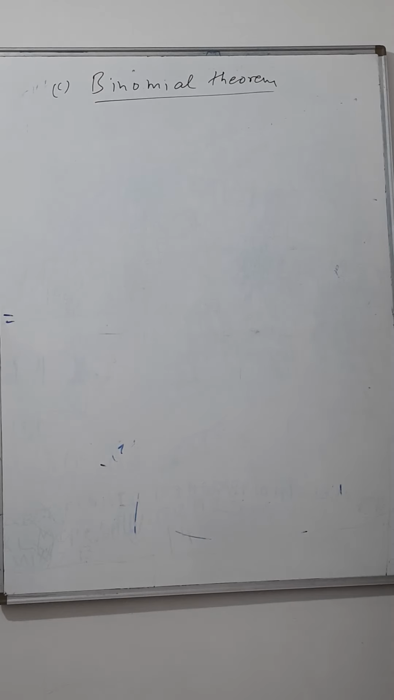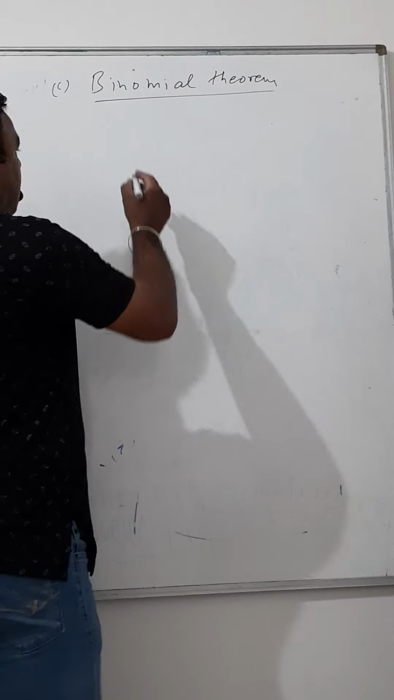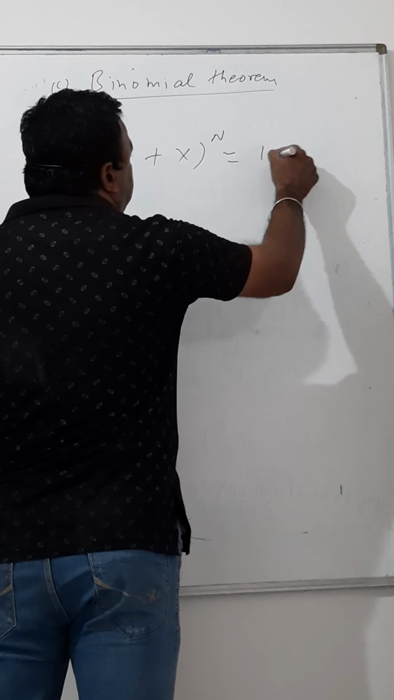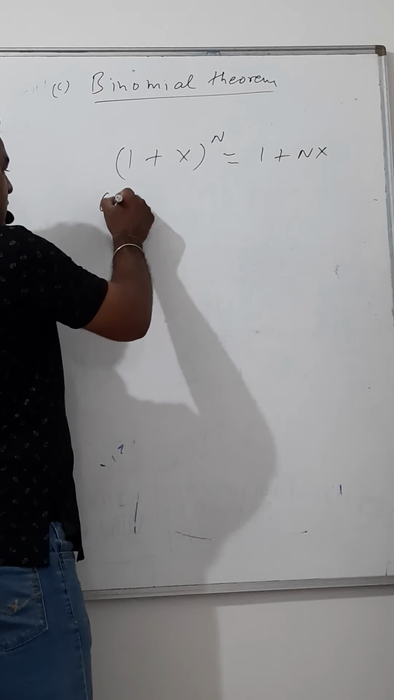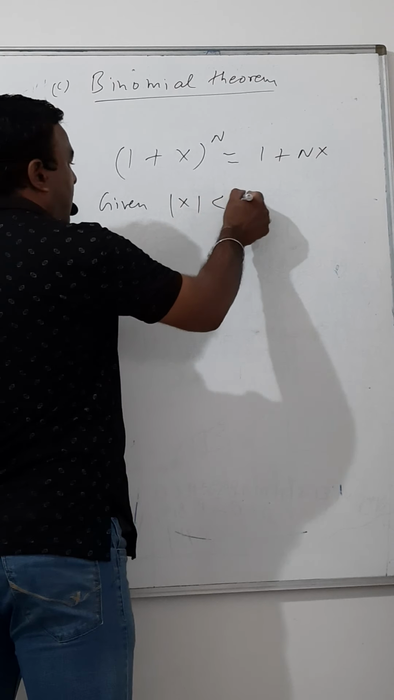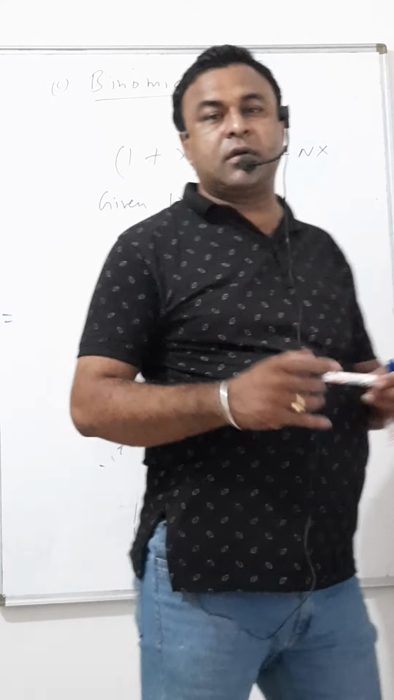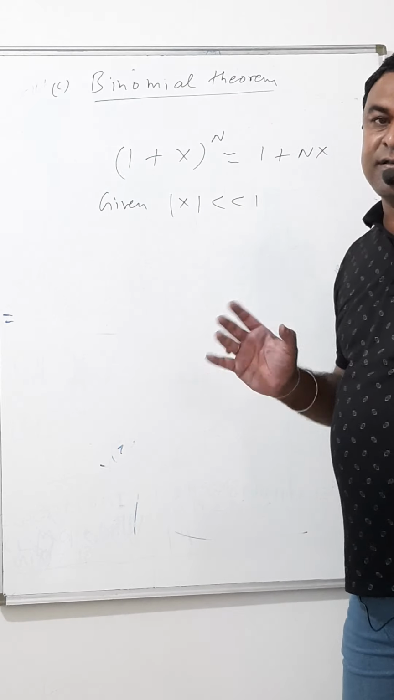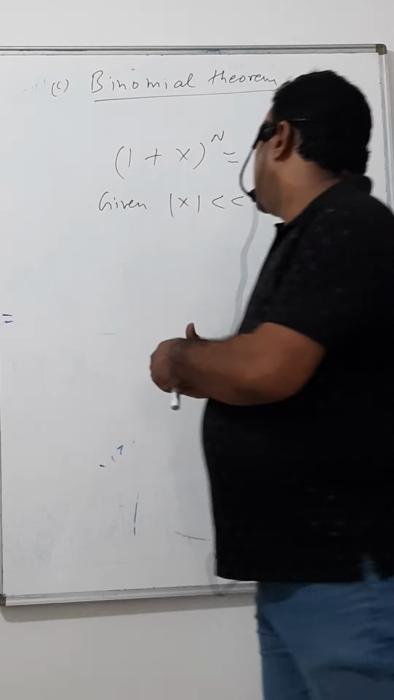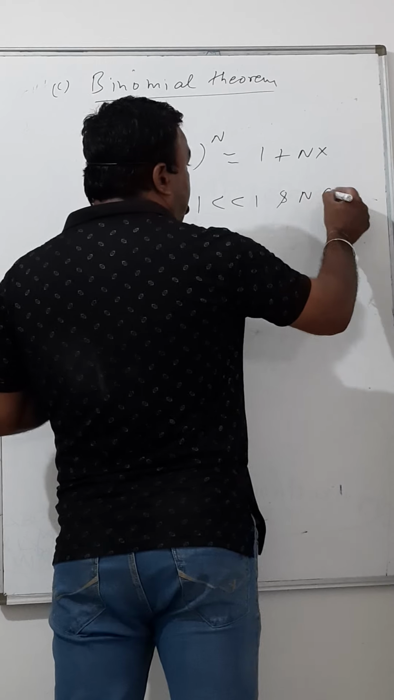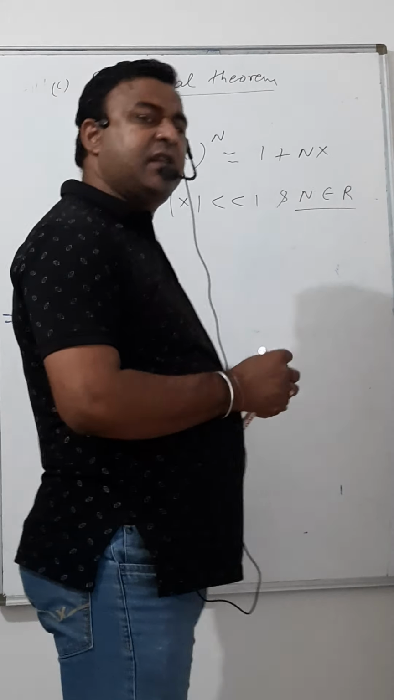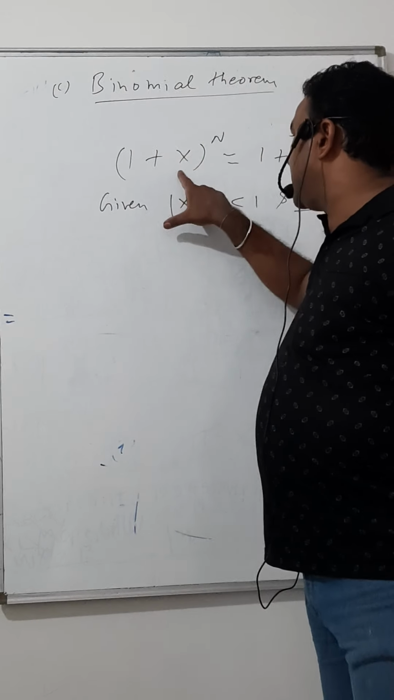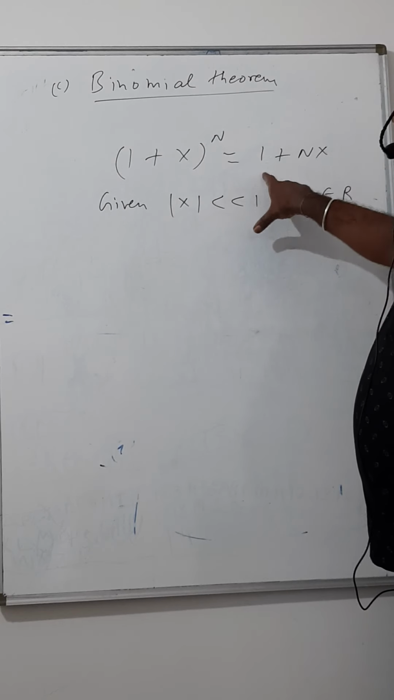What the binomial theorem says, what we understand, is simply that (1 + x) raised to power n is approximately 1 + nx, given mod x is very less than 1. I hope you know the meaning of mod: x may be positive, it may be negative, but you always take it as positive. And n belongs to any real number. It can be a fraction, positive, or negative. Then (1 + x)^n can be written as 1 + nx.